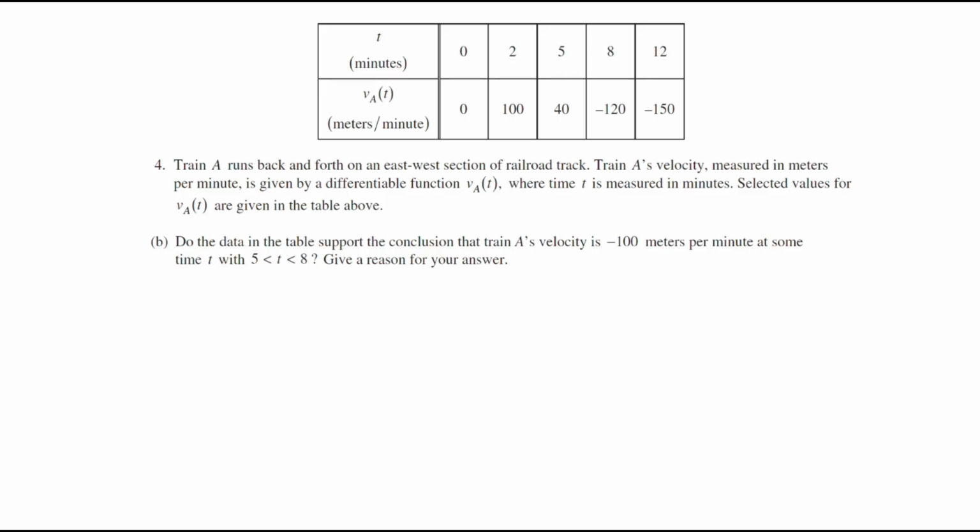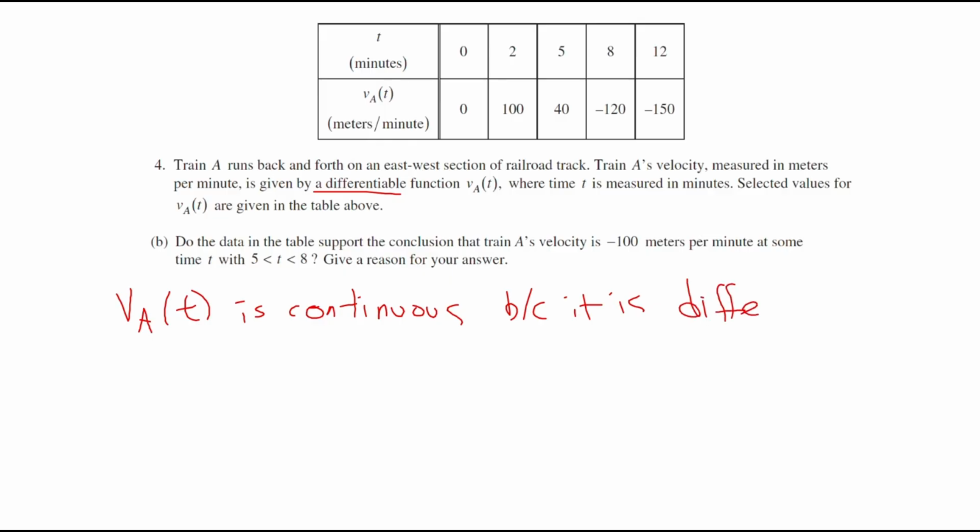And the reason is because we know this function is continuous, right? V sub a of t is continuous because it is differentiable. It tells us it's differentiable, and so that guarantees us that it is a continuous function. And so we can then use the intermediate value theorem, which just says that if I can find a place where the velocity is less than negative 100 and a place where it's more than negative 100, then it must equal negative 100 on that interval.